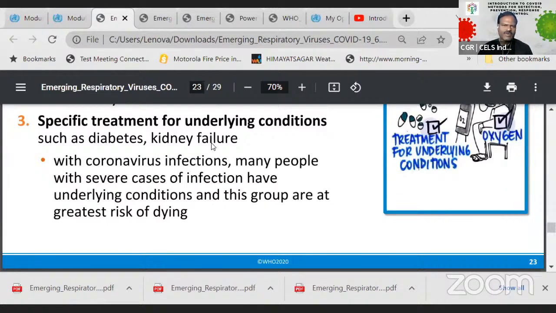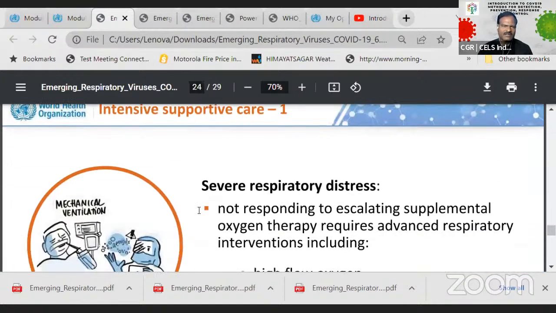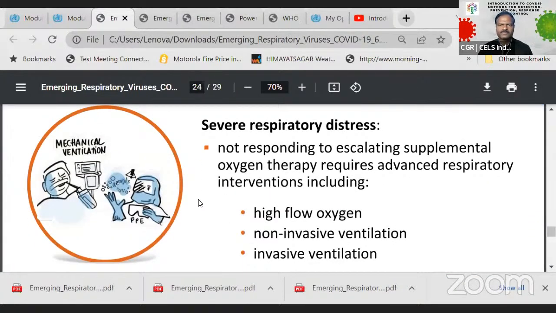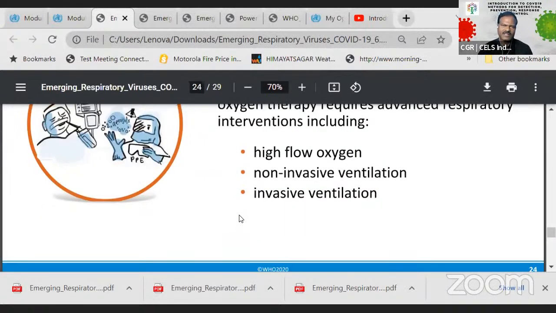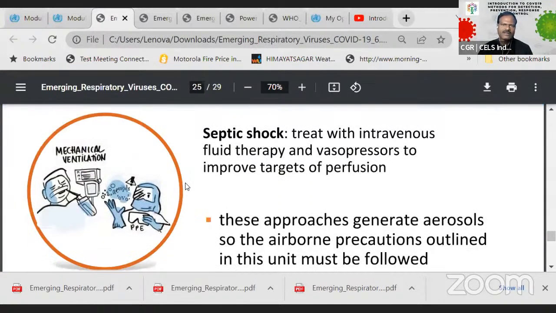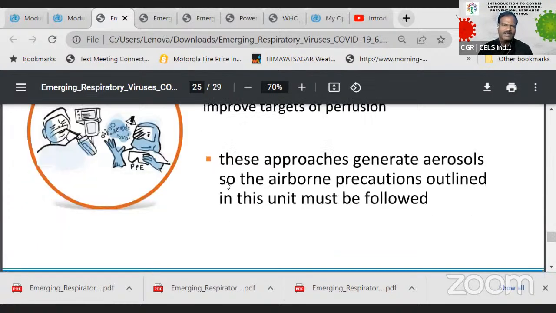So here again, people with kidney failure or diabetes need special treatment. Not responding to escalating supplemental oxygen therapy requires advanced respiratory interventions. They are also given. So then septic shock, treat with intravenous fluid therapy and Aspro. These are for doctor level. All this we might also learn, but it is doctors who follow all this.